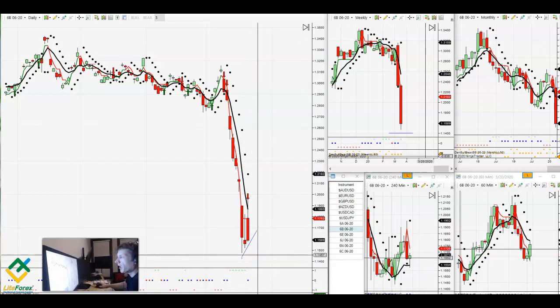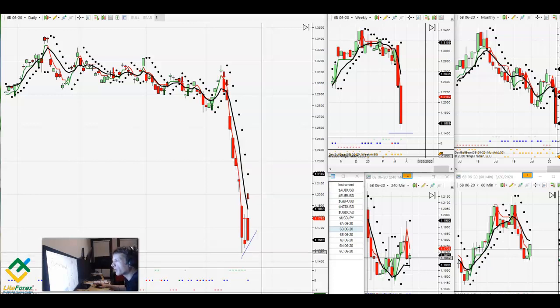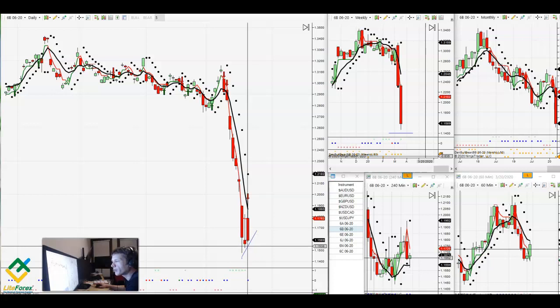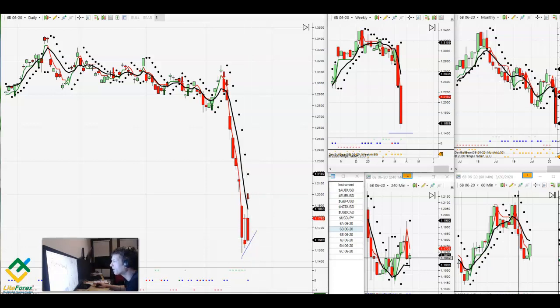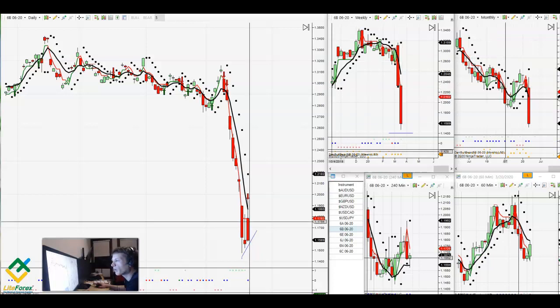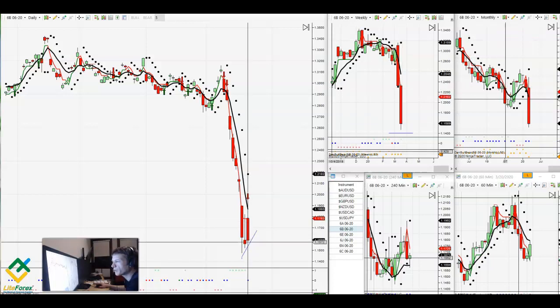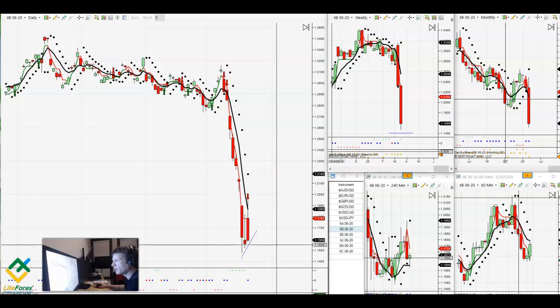So I'm a little mixed on the pound USD. When I'm mixed, when different time frames are telling me something else, I've got to stay neutral. Daily's telling me we're going to go bearish. Every other time frame is telling us we're going to rebound. We are putting in higher lows on the daily though, so it's a toss-up. Let's wait and see how it plays out.